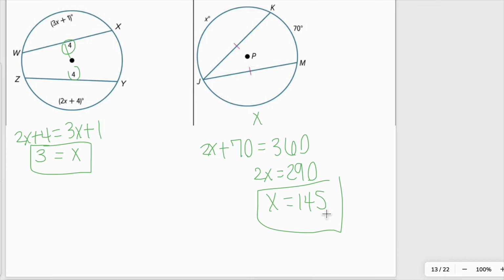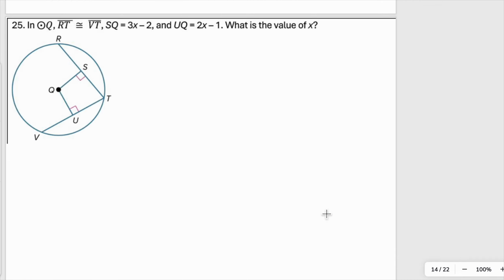Our last page finishing up here with question 25. If RT is equal to VT and SQ is equal to 3x minus 2 and UQ is equal to 2x minus 1, what's the value of x? RT and VT are matching chords, so if matching chords, that means they're equidistant, which means SQ is equal to UQ. So 3x minus 2 is equal to 2x minus 1, so x is equal to 1.